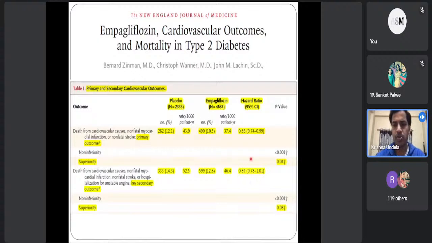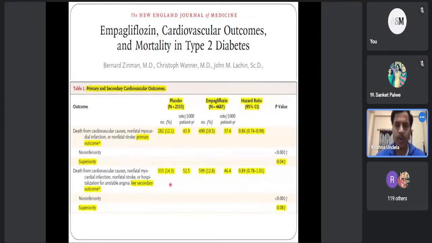So can anyone tell me what's the conclusion from this one? What is the conclusion for the secondary outcome? Anyone? In this case, the effect of empagliflozin is unclear because the upper limit is greater than 1. Exactly. So unclear in the sense we can say it is not significant. And we say that there is no association identified for the secondary outcome.